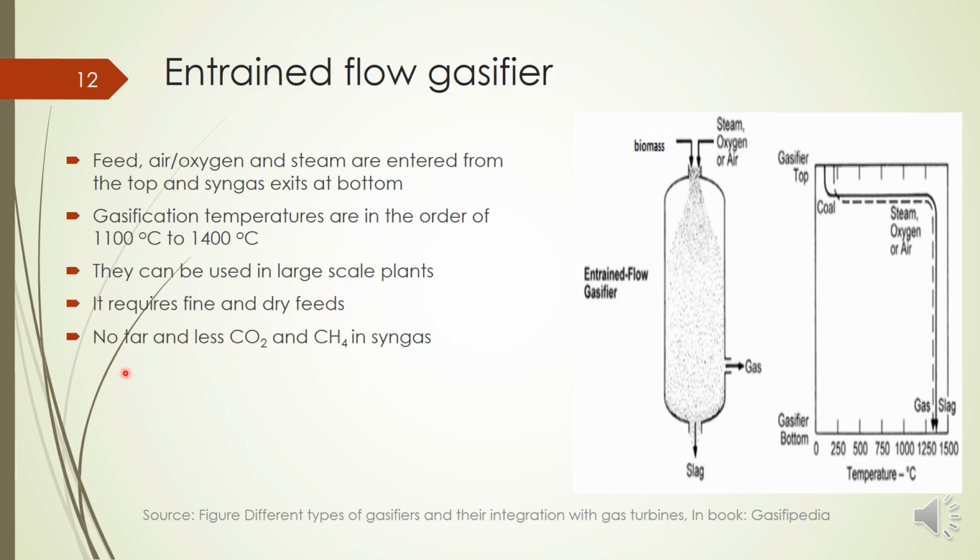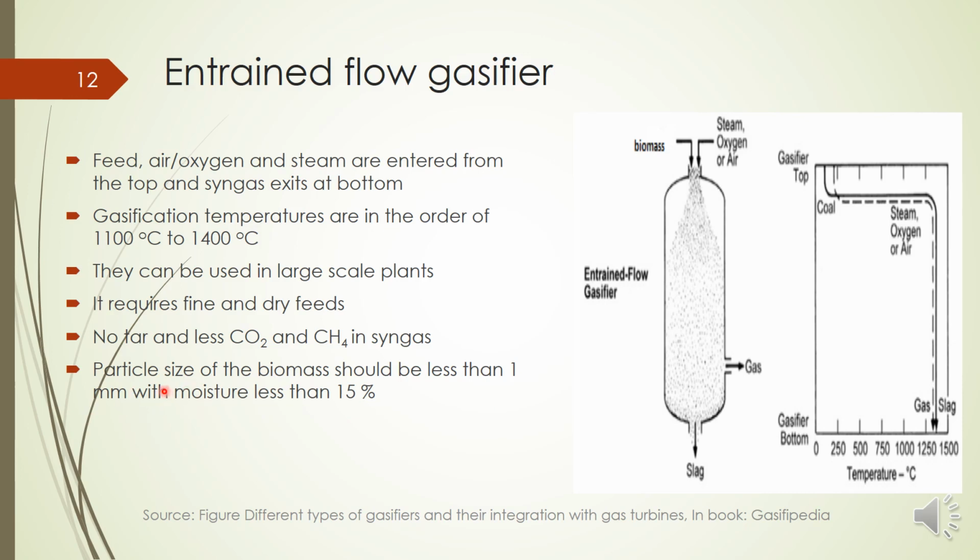And the main advantage is they will not have any tar. So tar content is eliminated, and also less CO2 and methane. So mainly biomass, this syngas will contain carbon monoxide and hydrogen. And what is the particle size here? Particle size should be less than 1 millimeter.